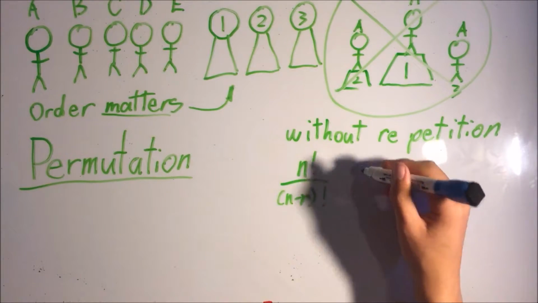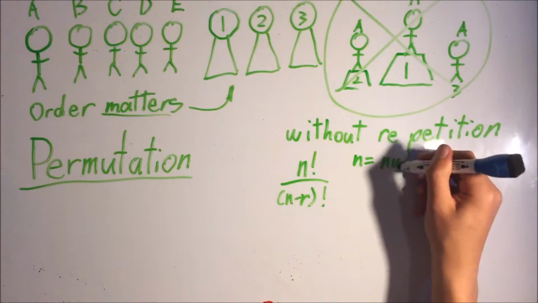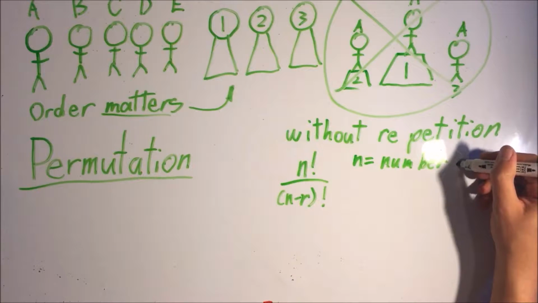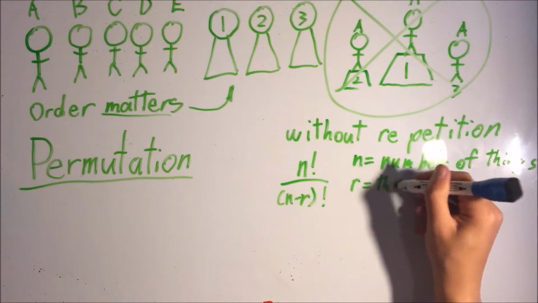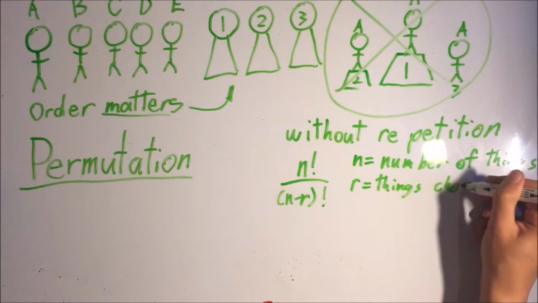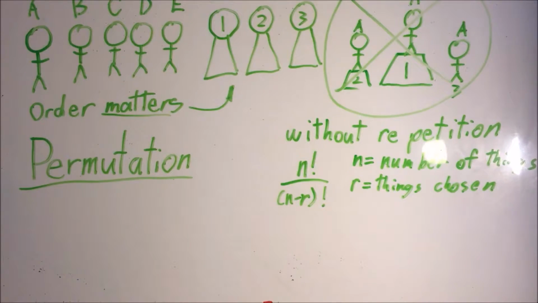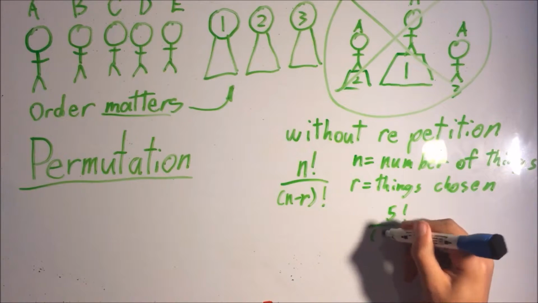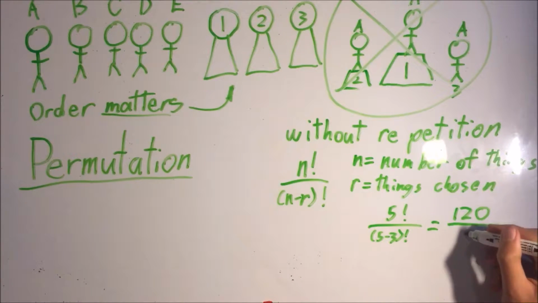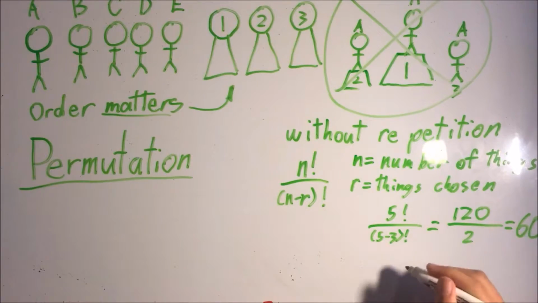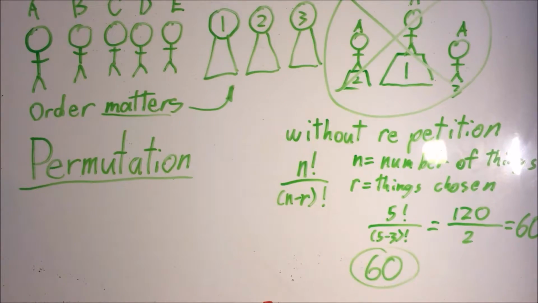Now, since n is the number of things possible and r is the number of things actually chosen, and we only choose 3 out of the 5 possible children, that means that n will be equaling 5 and r is equal to 3. So when you plug this in, it comes out to 5 factorial over 5 minus 3 factorial, which equals 120 over 2, which then comes out to 60 possible permutations.